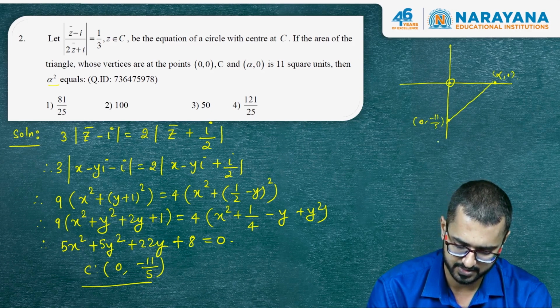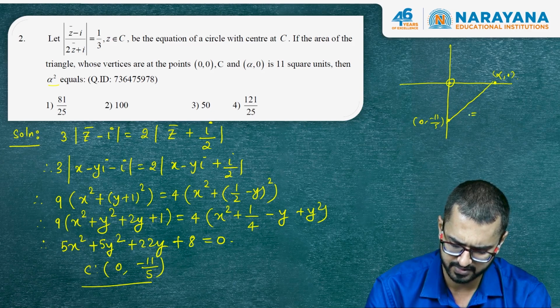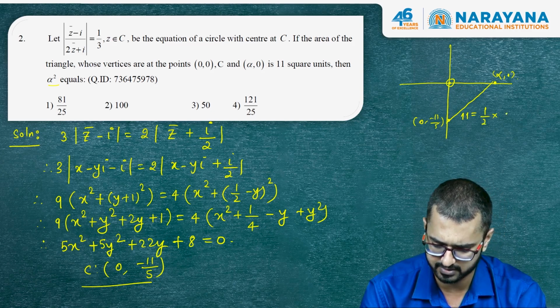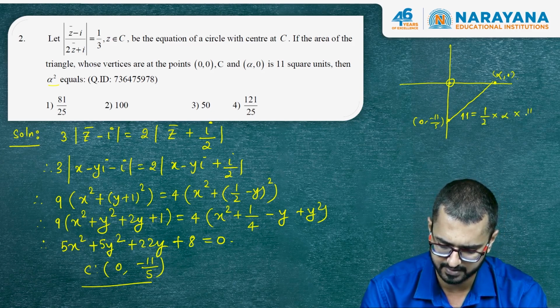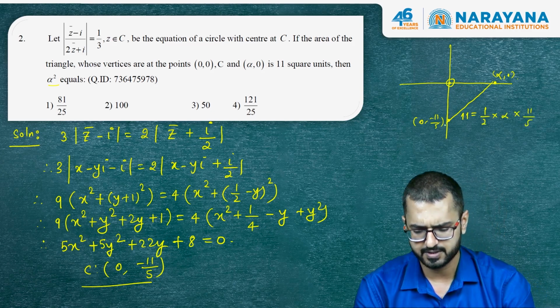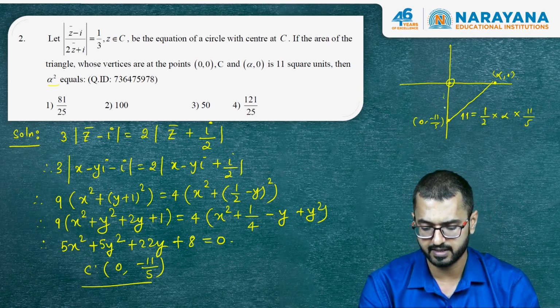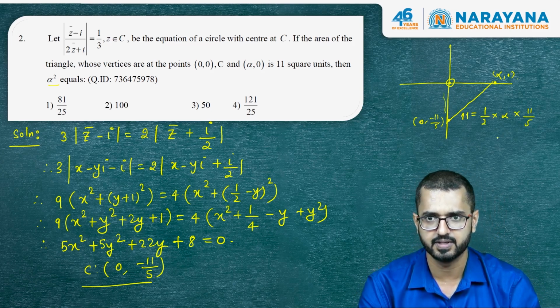So the area of this triangle you can simply write down the same way, and the area is also given to be 11. So 11 is equal to half into base into height, so the base will be simply alpha and the height is 11 by 5. Though this is just the coordinate (0, minus 11/5), because ultimately we are finding the height, it depends upon how you accept it.